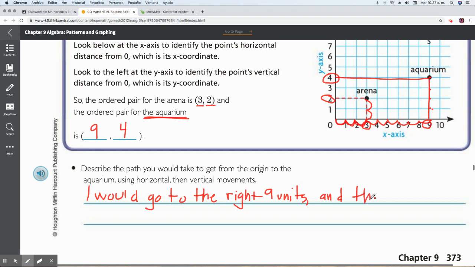And then up 4 units. So that would be the answer for this question. All right. I'm going to record the next page on a different video.